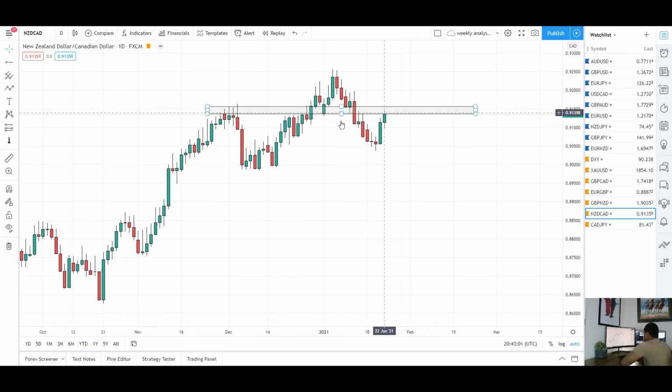So as long as price respects it and holds that level, probably expecting a move to the downside, but again, reactive, not predictive on this one. So if you do get that strong bearish price action there, could be seeing a nice move to the downside. Break above it, we'll probably be expecting some new highs for NZD CAD.